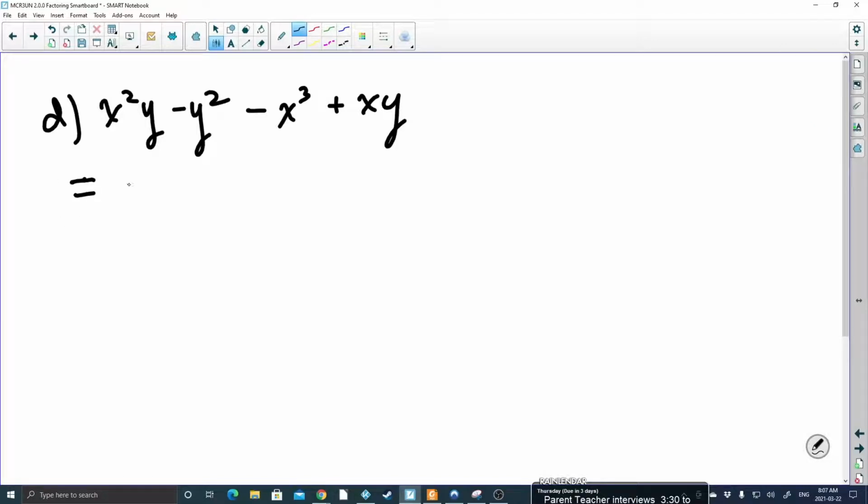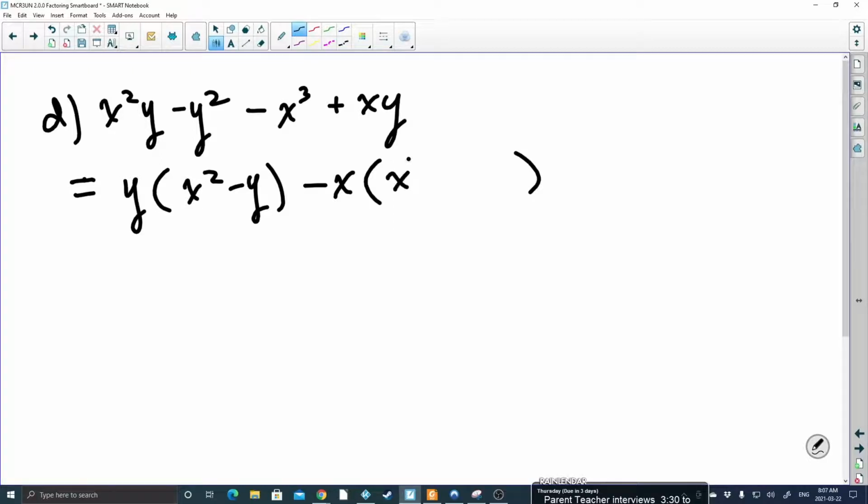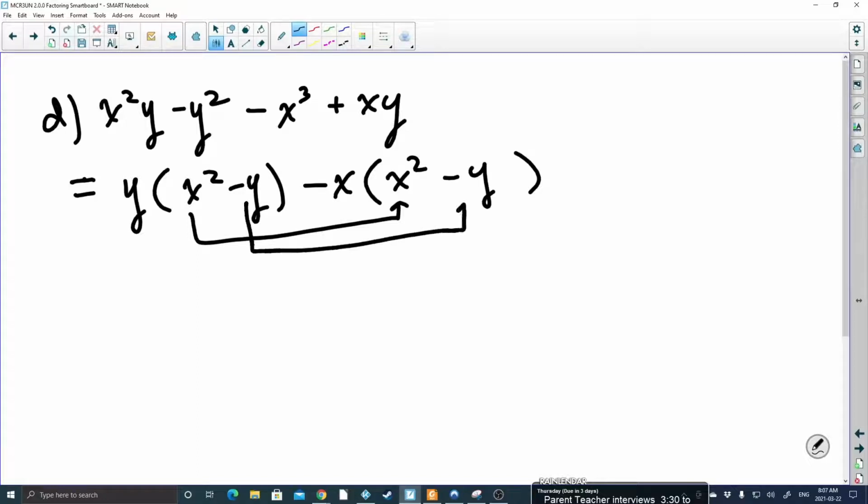So we're going to factor out a y from these two terms. Common factoring. Now I'm going to factor out a negative x from the next two terms. So factoring out a negative x from negative x cubed gives me a positive x squared, and now that term matches with this one. And factoring out a negative x from positive xy is going to give me a negative y, and now this term matches that one. So I have successfully factored by grouping because these two brackets are now going to be the same.